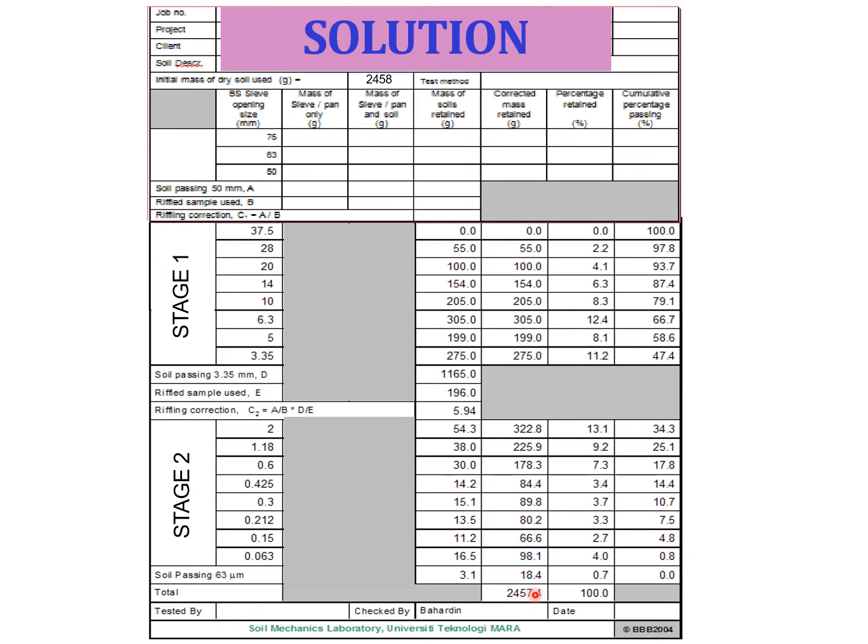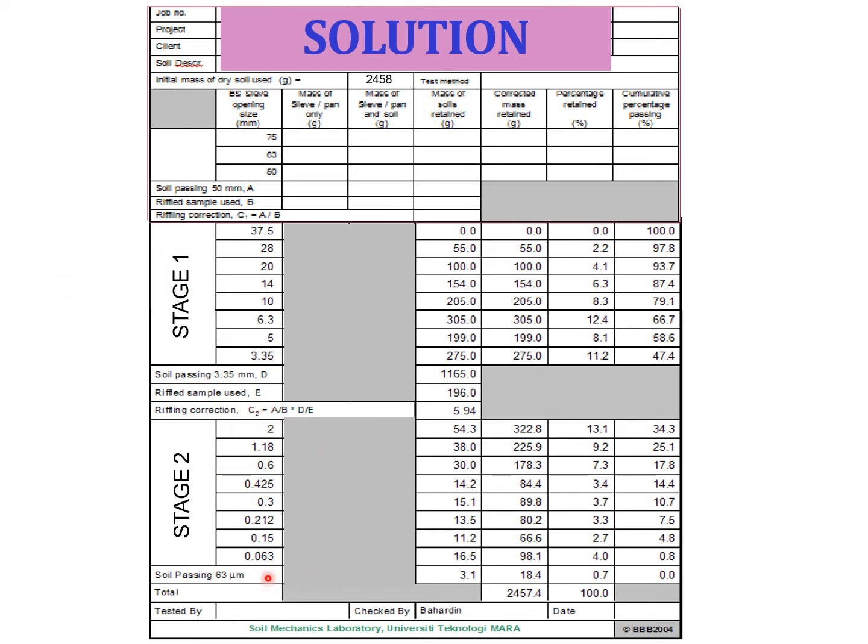Okay, if you see here, the value of the total is 2457.4, which is less than 2458. Maybe some of the sample is stuck on the pan. All right. So sometimes you're not going to get 100%. Sometimes you will get 99.5%, something like that. All right. If you have stage 3, you do the same thing.